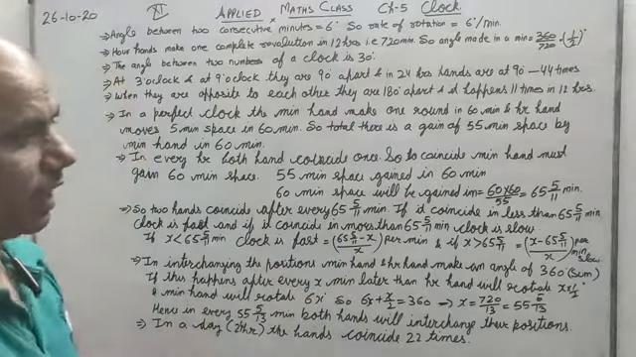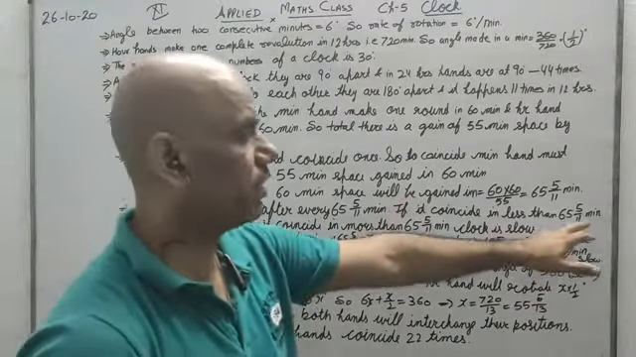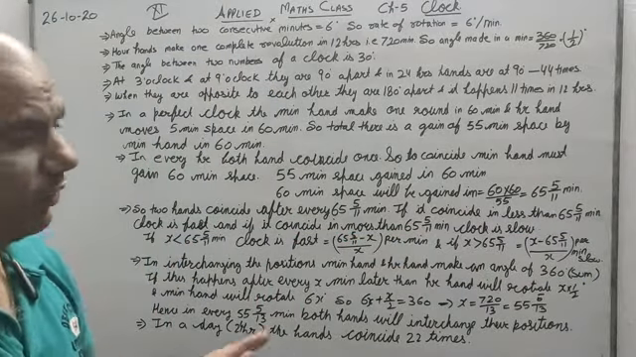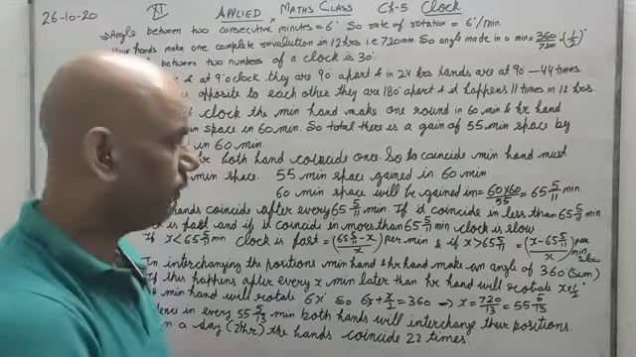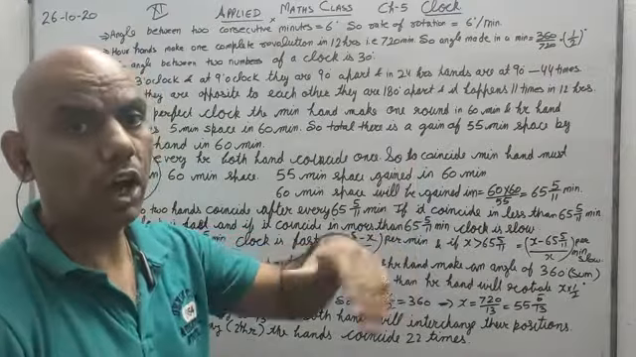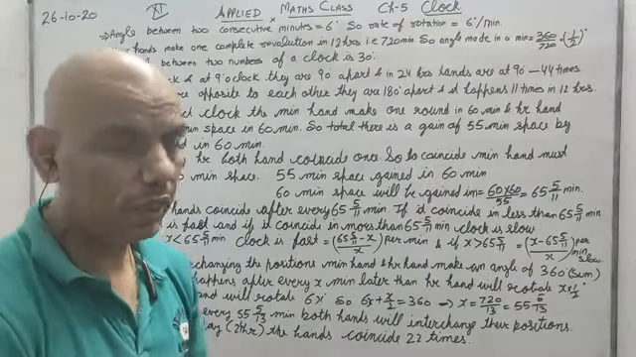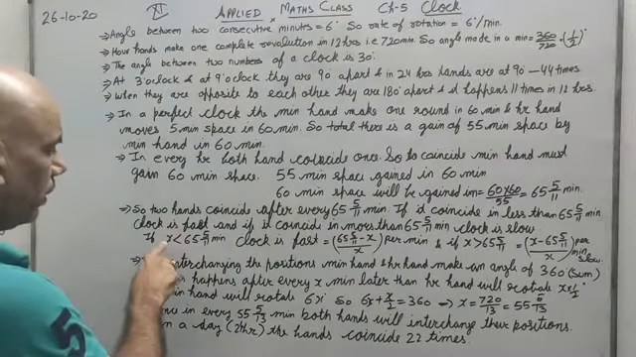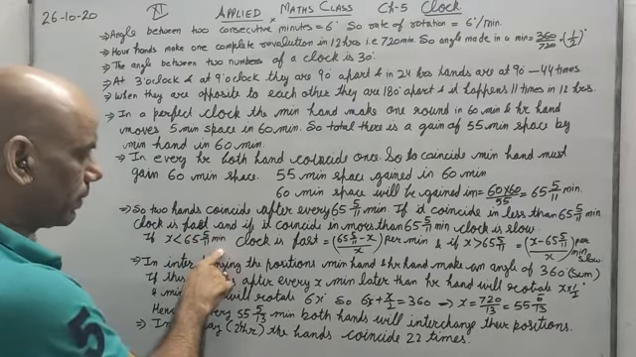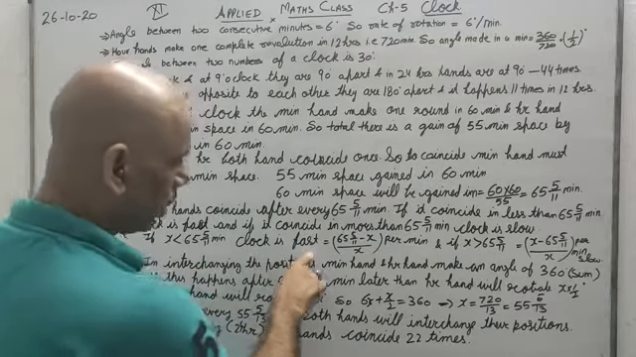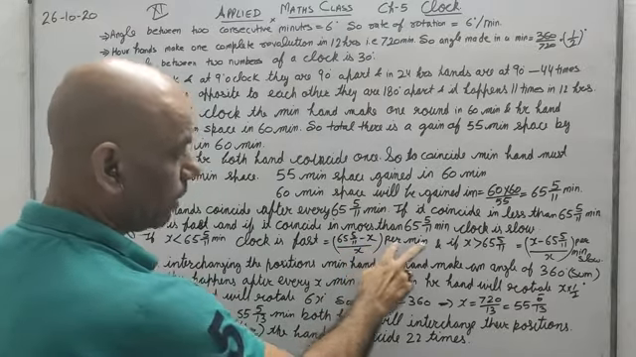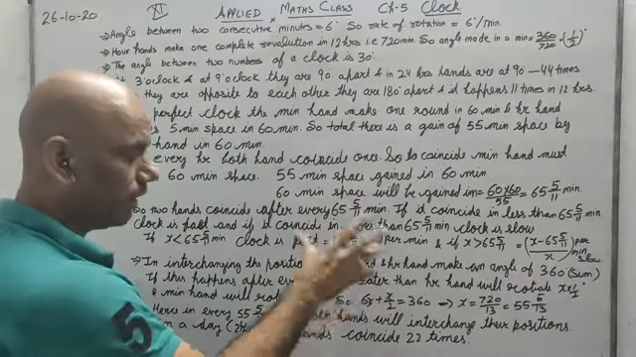But if this coinciding is happening in less than 65 5/11 minutes, it means the clock is fast. And if it is taking more than 65 5/11 minutes, it means the clock is slow. Now how much fast, how much slow the clock will be, that we can come to know. If x is less than 65 5/11 minutes, then the clock is fast. How much fast? (65 5/11 minus x) upon x per minute. This much in 1 minute it will be fast.